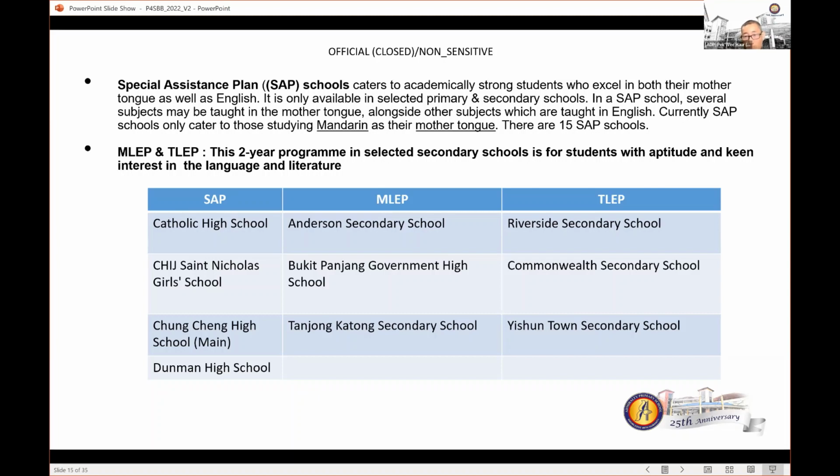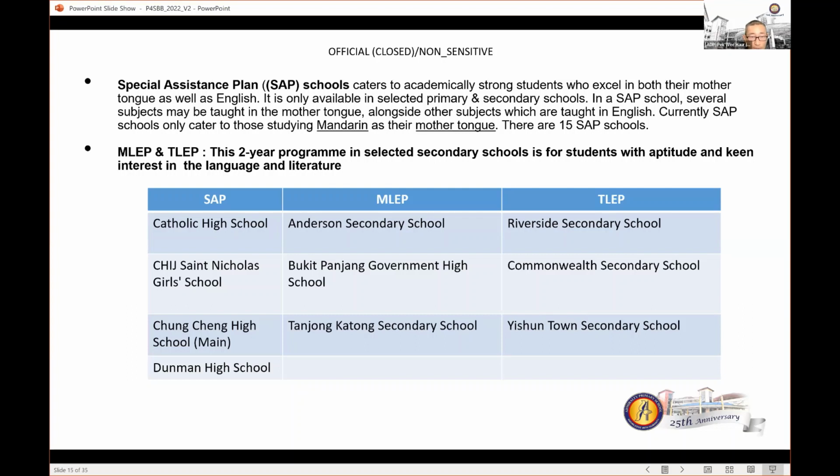So you'll find that both Riverside and Yishun Town will be top in terms of our children's consideration for TLEP, and I think last year we had at least 1 child who was admitted to Yishun Town through DSA because of using Tamil language. For those who feel that if these two schools are not on your radar screen, Commonwealth Secondary in the west side is also easy for us to access from the Woodlands side. So these are the possibilities.